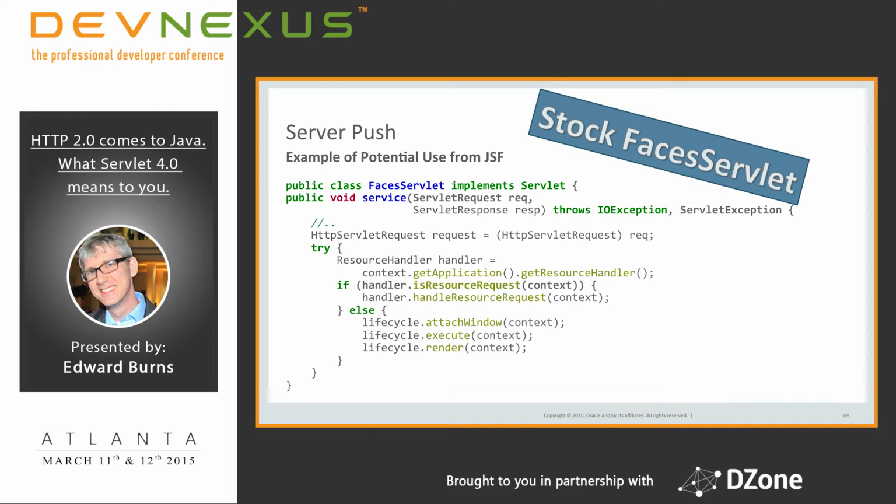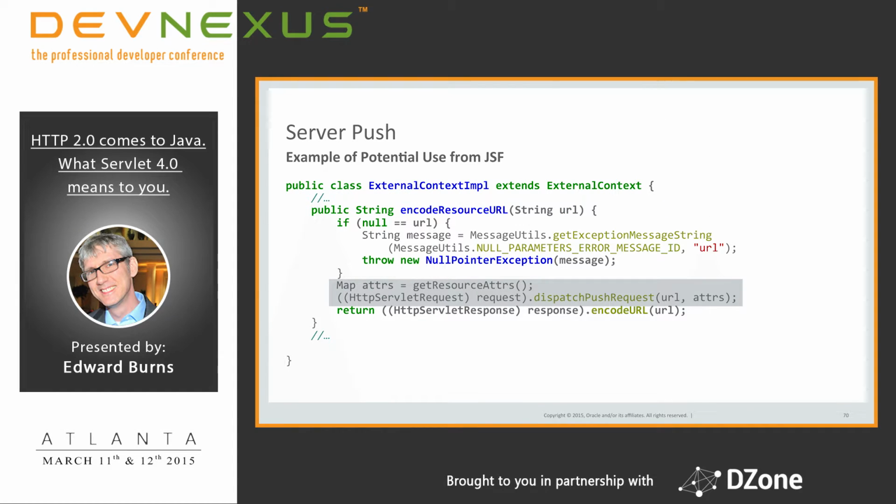That hasn't had to change in order to do server push, thankfully. So it was kind of a drop-in replacement. The only change I had to make was in this external context. External context is a JSF class that is an abstraction for things like the request and the response. So it lets the JSF API be separated from the underlying servlet API, and also allows another technology called portlet.